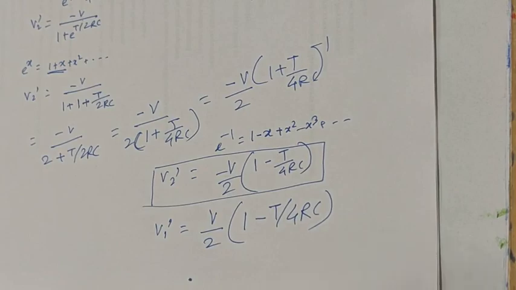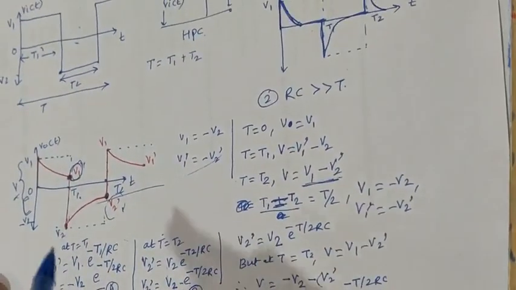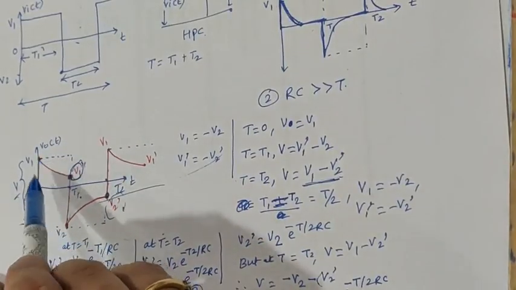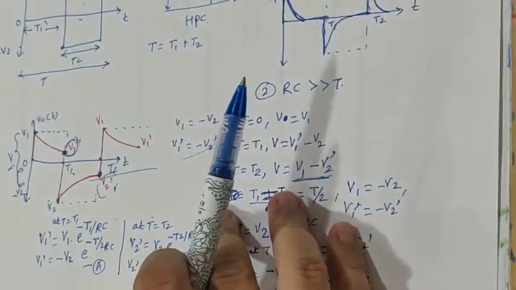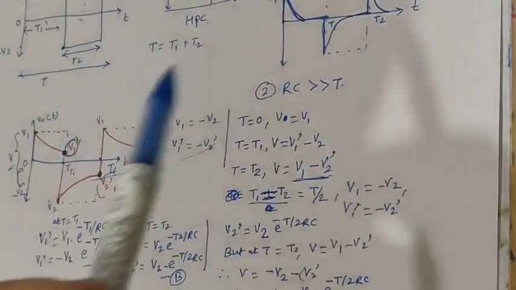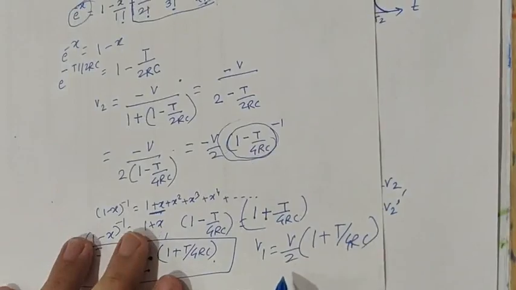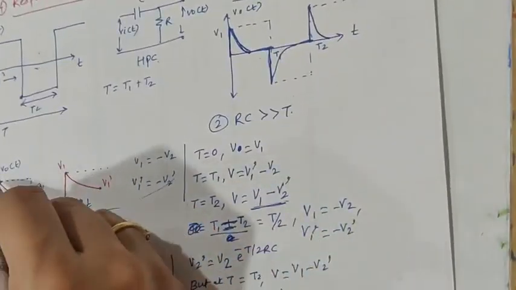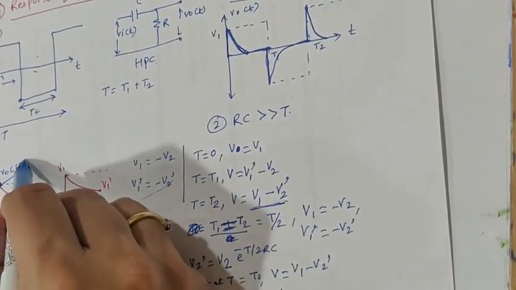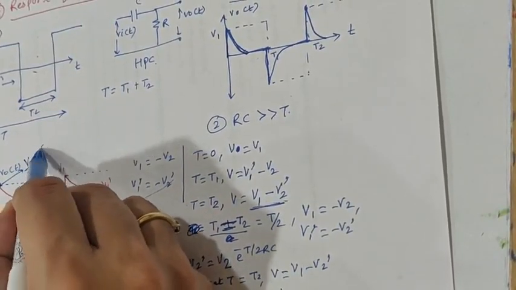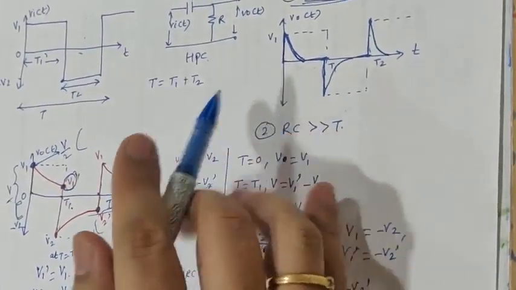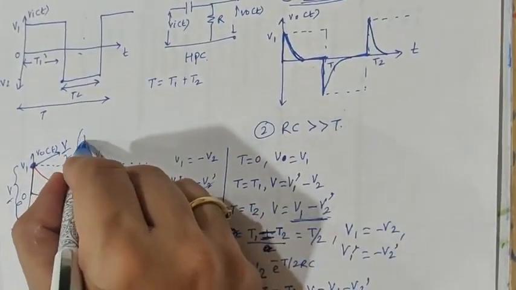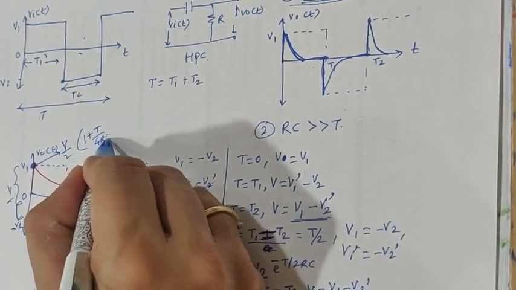Now just take a look at the diagram that we started with. This was the output waveform we talked about. So what is the value of V1 here? The value of V1 is what we calculated on the last slide, V by 2. So I will just write it on the diagram. So this V1 is going to be V by 2 in the bracket 1 plus t by 4 RC.